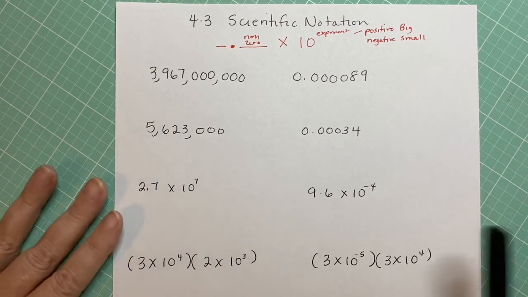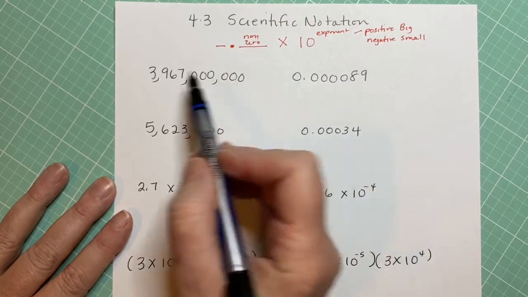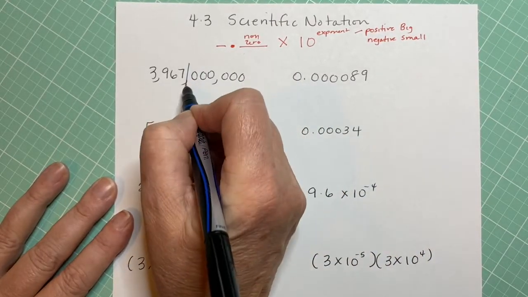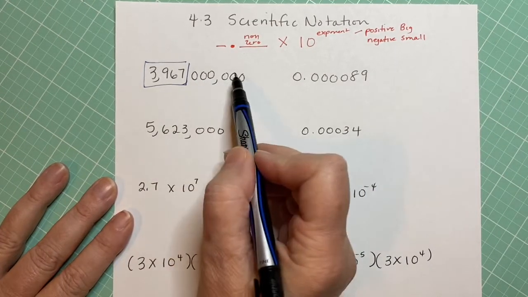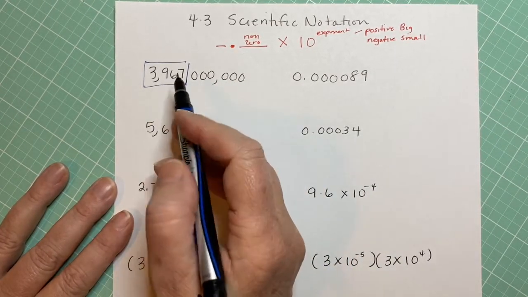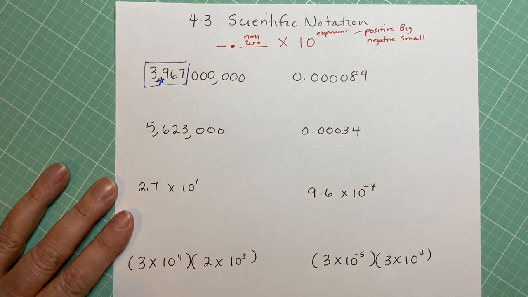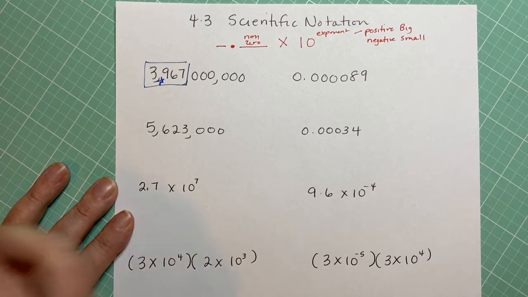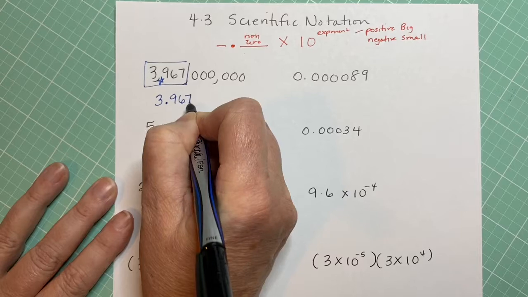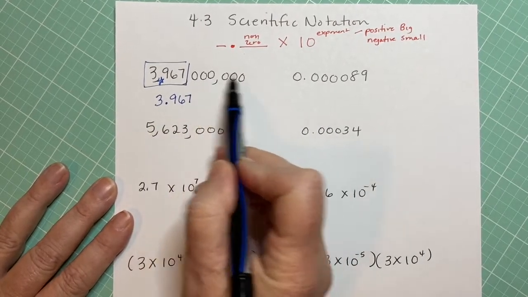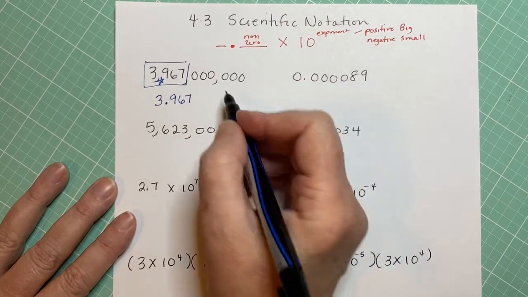So let's look at this first one. So what I mean by one digit, your decimal, and then any non-zeros. When we look at this one right here, here's the numbers that aren't zeros. So we're going to ignore these zeros down here. We're going to look at just these, and we're going to put the decimal place after the first one. So you always have one number and then the decimal point. So my answer here is going to be 3.967. We drop off all the zeros. That's what we're trying to get rid of.